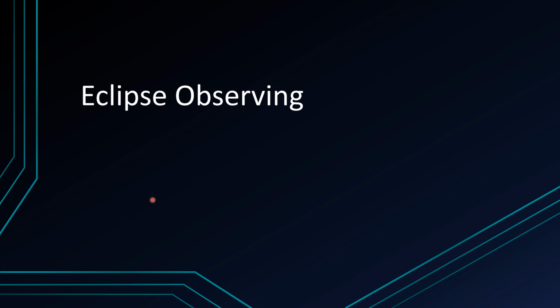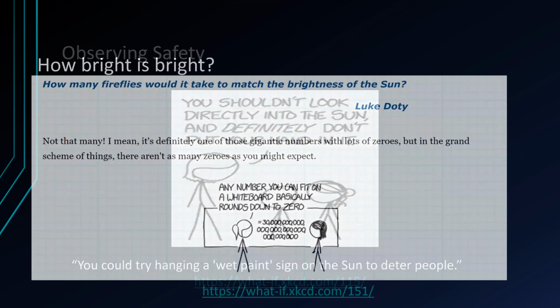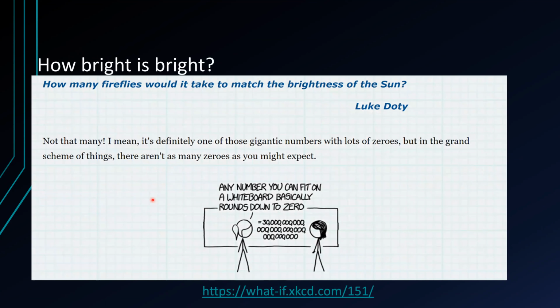So moving on to eclipse observing. The sun is really bright, and we shouldn't look at it directly. And we also pretty much don't want to try to touch it. This is just a very quick sense of humor from XKCD. Again, I am a very big fan of this. It's always nice to see interesting ways in which we can compare just how bright the sun is and why we shouldn't look at it directly.